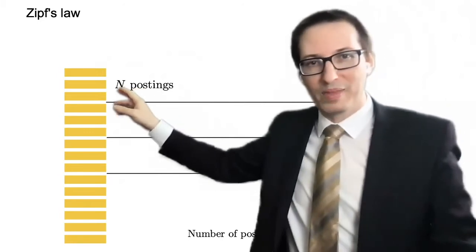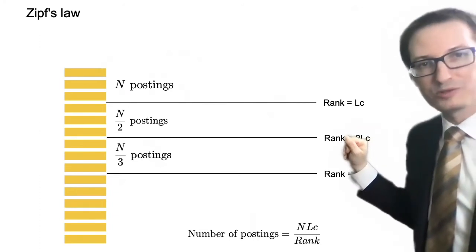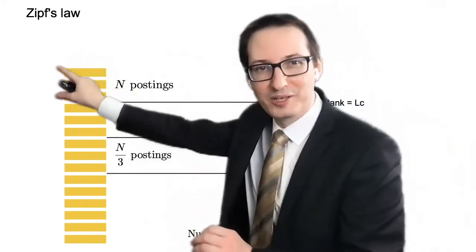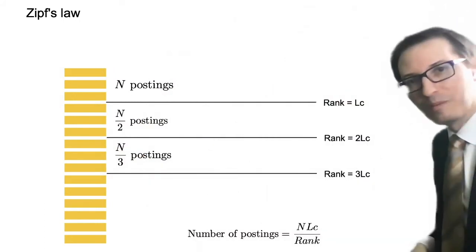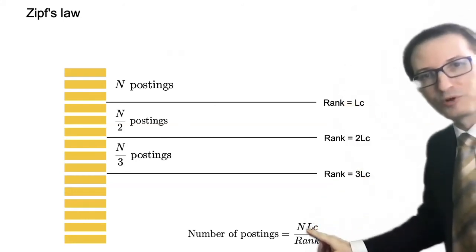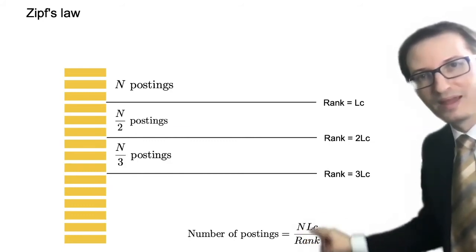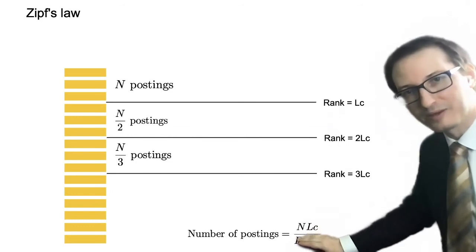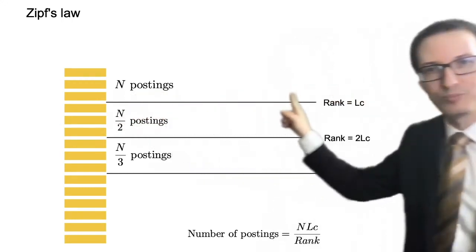I have here an average of N postings, here N over 2 postings, here N over 3 postings. Why? Because the number of postings for a given rank is N times LC divided by the rank. I am at rank LC right there, so I can replace the rank with LC, and that cancels out, and that gives me N. So on average here, I have N postings.